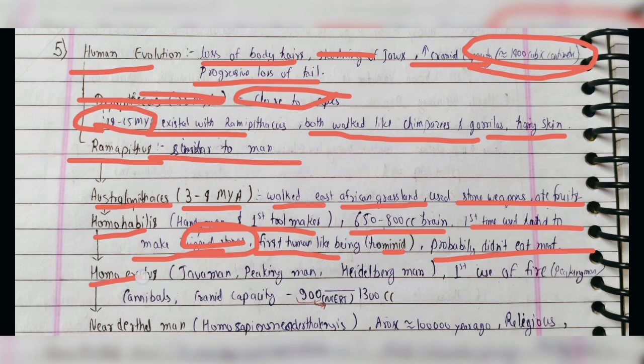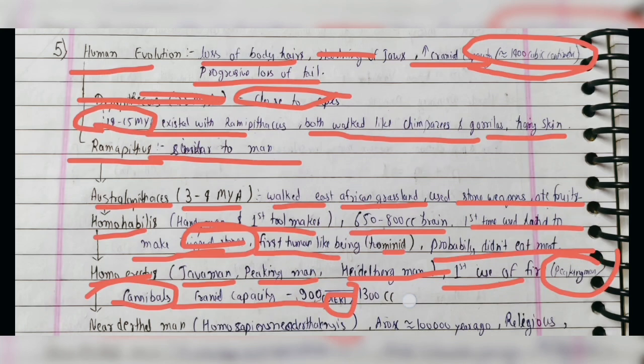Next in line comes Homo erectus, also known as Java man or Peking man. They were the first to use fire. That's why they are called Peking man. They were most likely cannibals. Their cranial capacity was approximately 900 cc according to NCERT, but their range would be approximately 900 to 1300 cc.